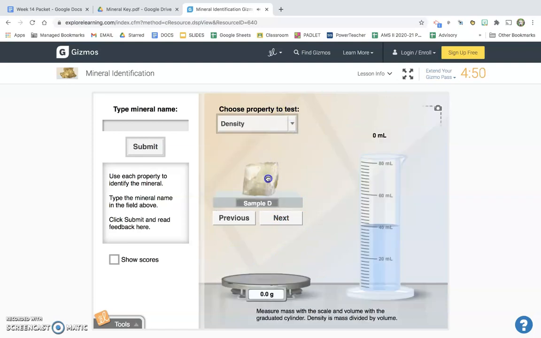Now we're going to look at its density. It has a mass of 67.5 grams. You want to write that down because you're going to divide it by 25. So what is the density?